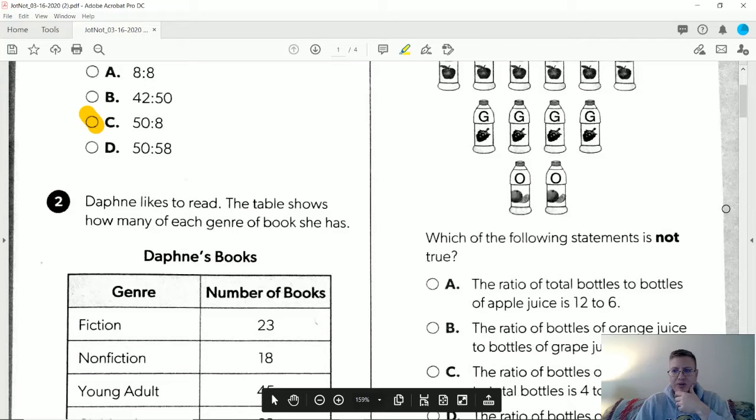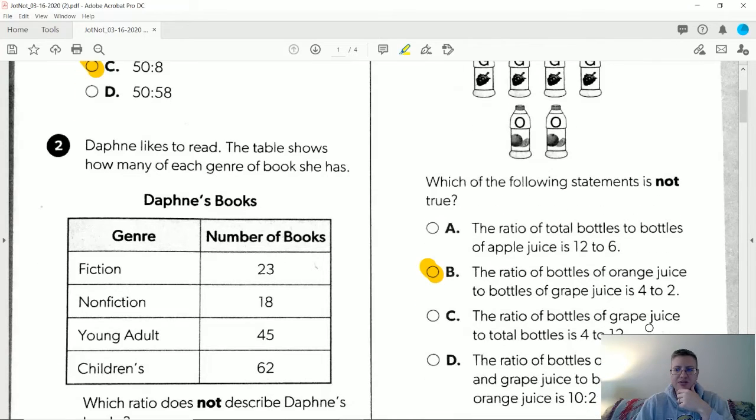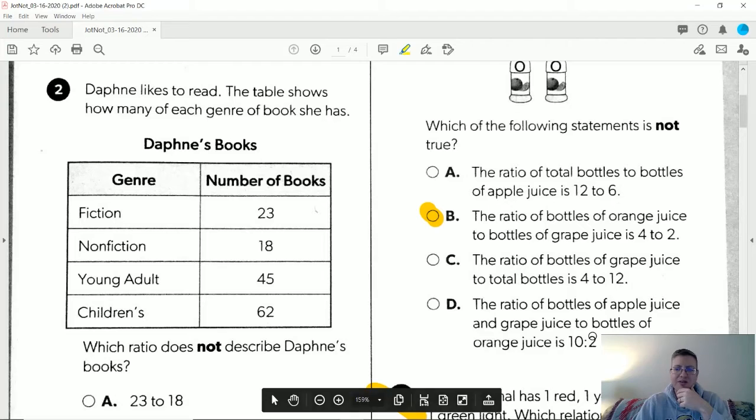Letter B, the ratio of bottles of orange juice to bottles of grape juice is 4:2. That is not correct. It's actually the other way around. So that would be letter B. The other 2 would be correct answers. So, for instance, apple juice and grape juice, if I combine those, that would give me 10 out of my 12 bottles, which means the other side would be worth 2.